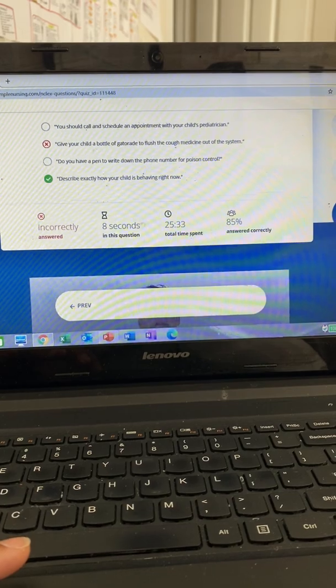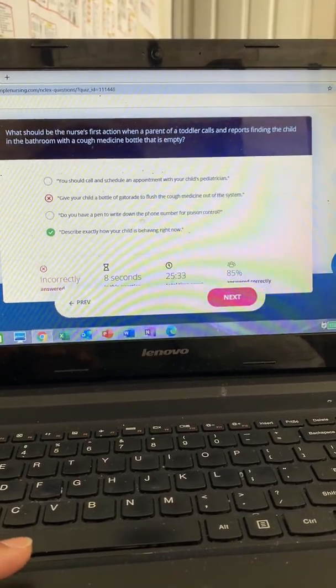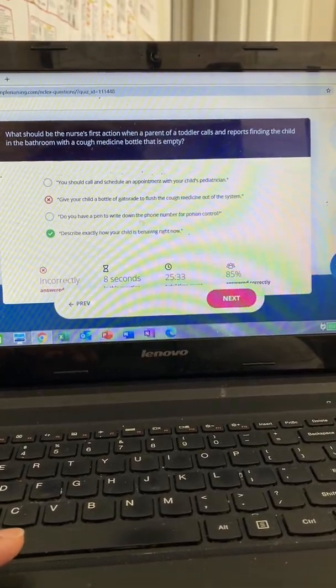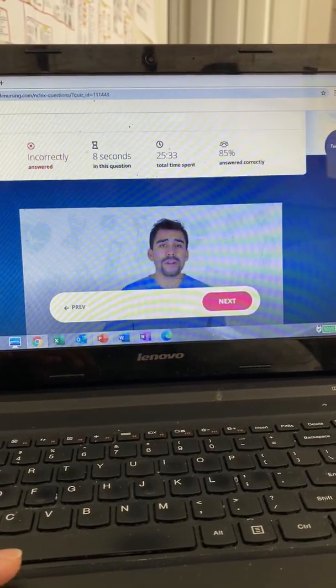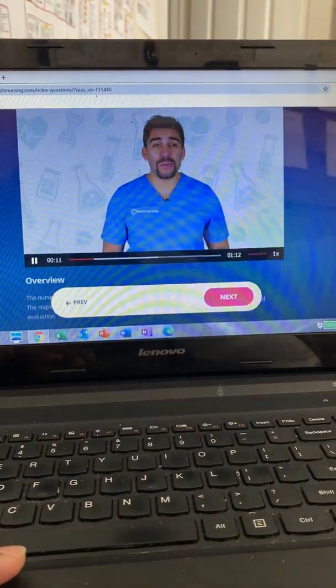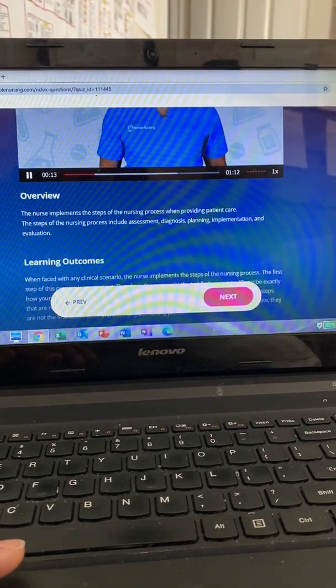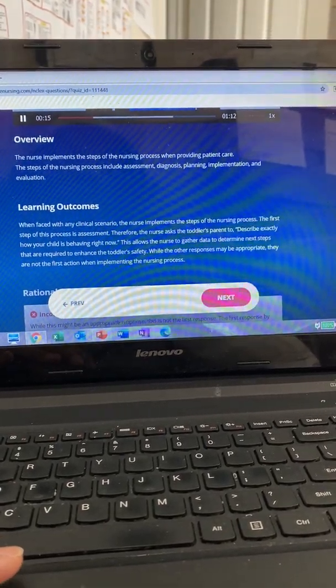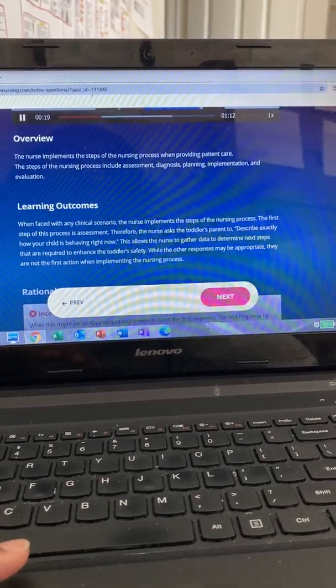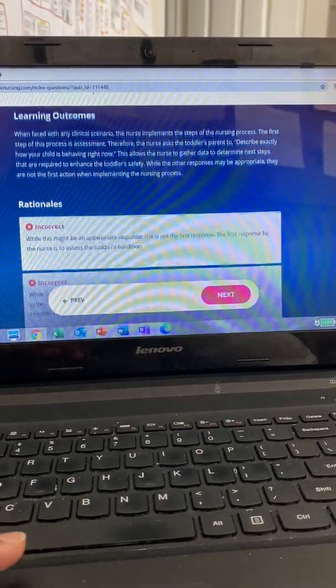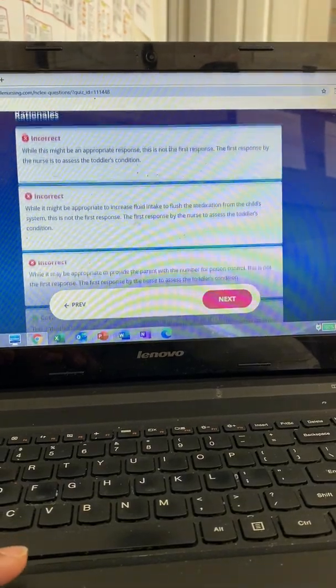Now, using our 3 steps, let's break this down. This question is asking for the priority action of what to do right now for the key problem. Parent calls and says the toddler's in the bathroom with an empty cough medicine bottle. So guys, the first thing we're thinking is that baby drank the med and now is poisoned. So the solution we're looking for are actions to do right now to keep that toddler safe.